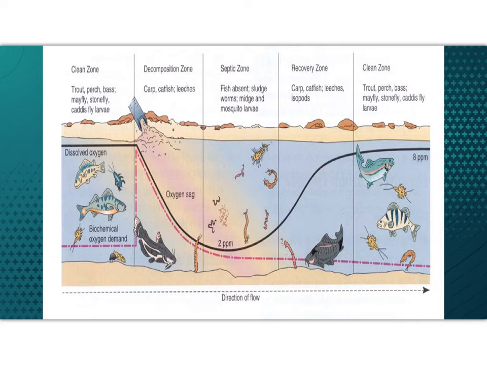In a recovery zone, so over time, oxygen can be reintroduced to a lake, and we'll see some of those fish come back, those carp, catfish, etc. And as they do so, they'll bring up the oxygen level over time again, and we can have all of our fish return to this area.